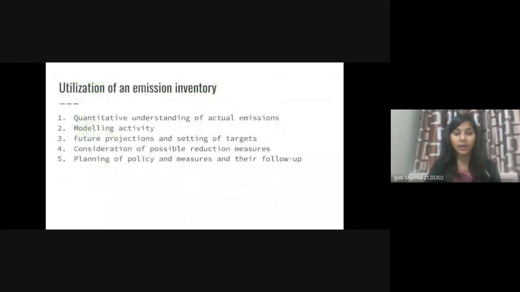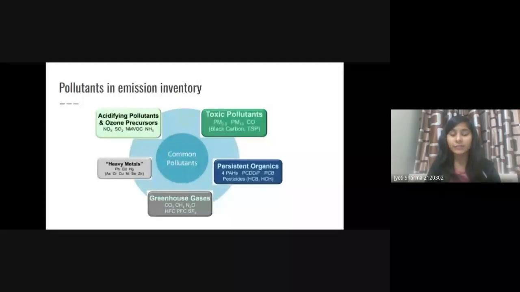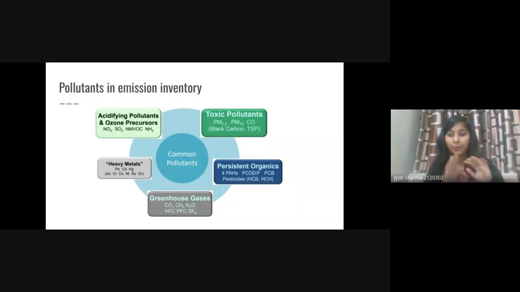This is just like the previous slide. The emission inventory may have different types of uses. For example, if you want to see whether greenhouse gases are increasing or not, then we will create an inventory in which we focus on the greenhouse gases. If you want to see the impact of heavy metals on the human body, then you will just focus on heavy metals. Likewise, based on your need, you can create your emission inventory for that particular type of pollutant.